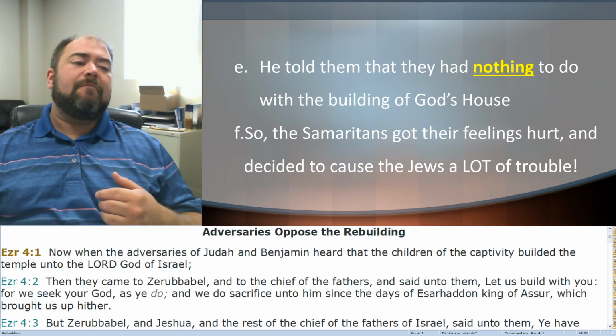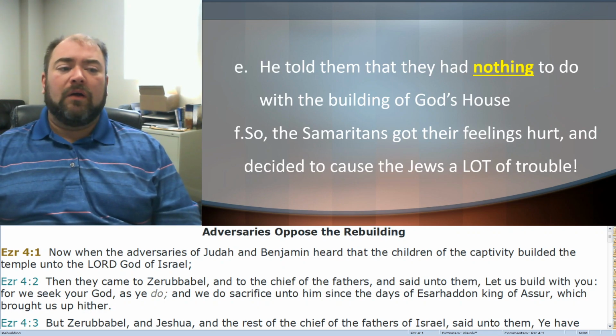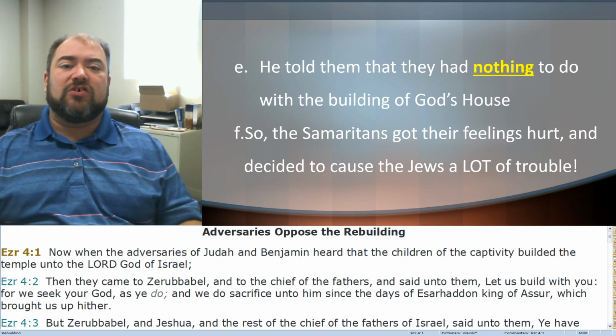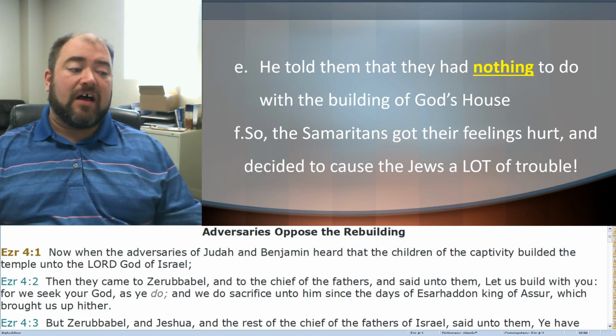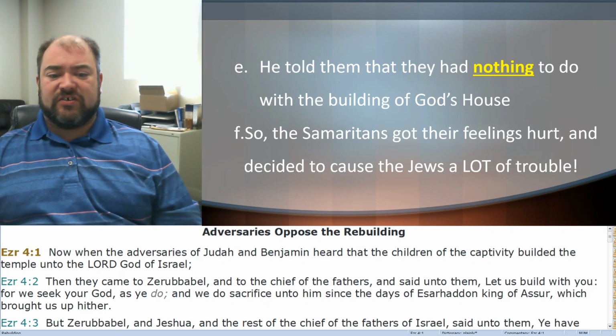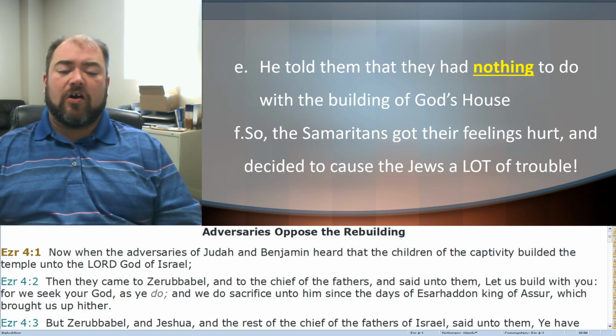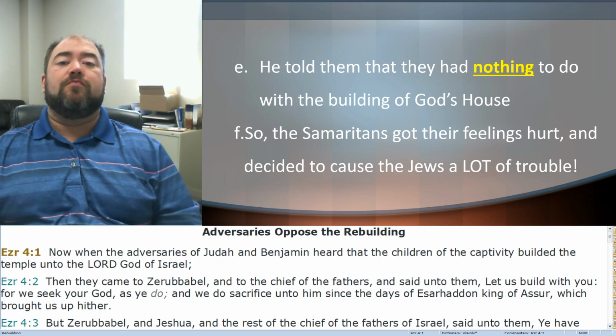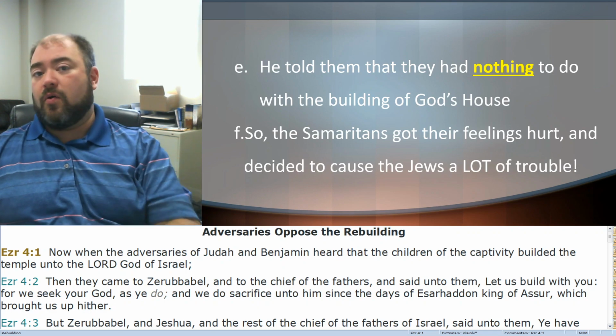And that became a problem for the Samaritans. He told them that they had nothing to do with the building of God's house. And this hurt the Samaritans' feelings. They were upset by this. Their feelings got hurt, and because of that, they decided, well, if we're not going to help you build God's house, then you're not going to build God's house.